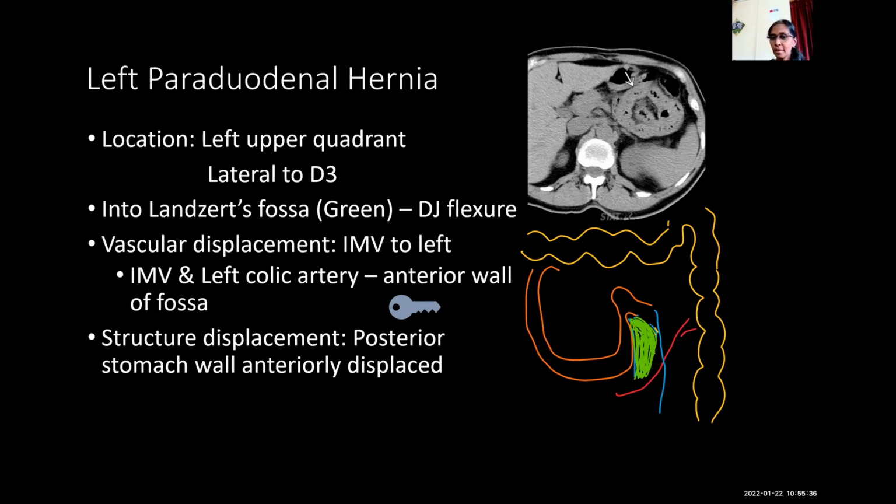Okay, so we've got the site, we've got a structure displacement. It's not good enough. Let us also have a vascular key pointer. So there are these two vessels, the inferior mesenteric vein and the left colic artery, which lie, if you can imagine in 3 dimensions, in the anteromedial part of the fossa. Easy to think of this.